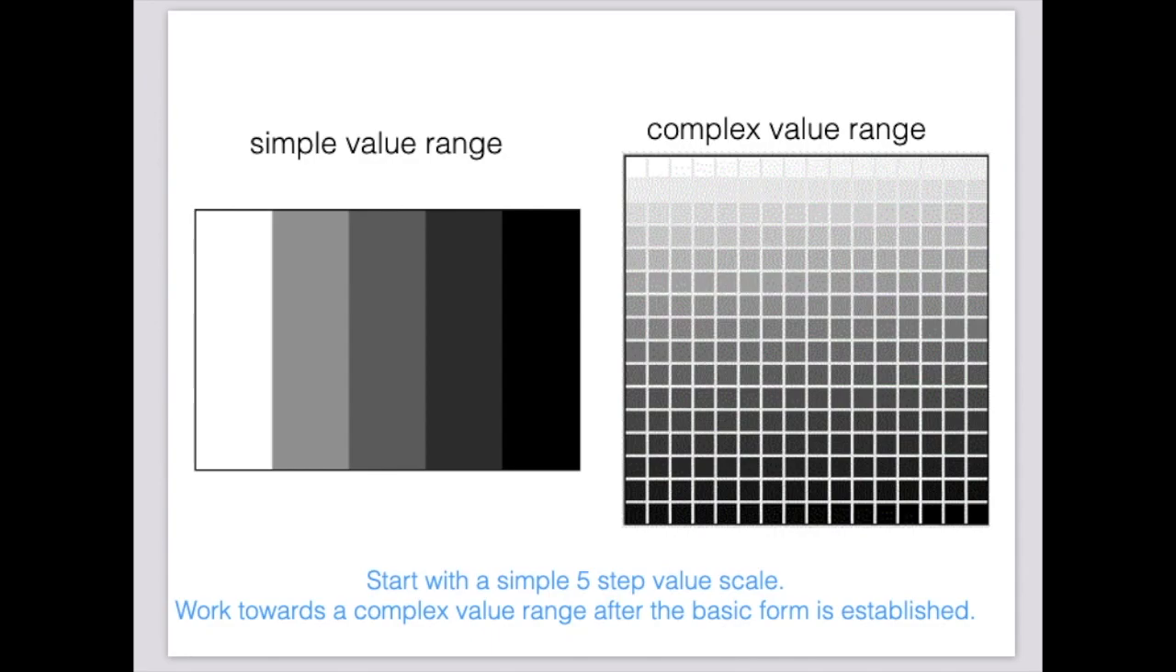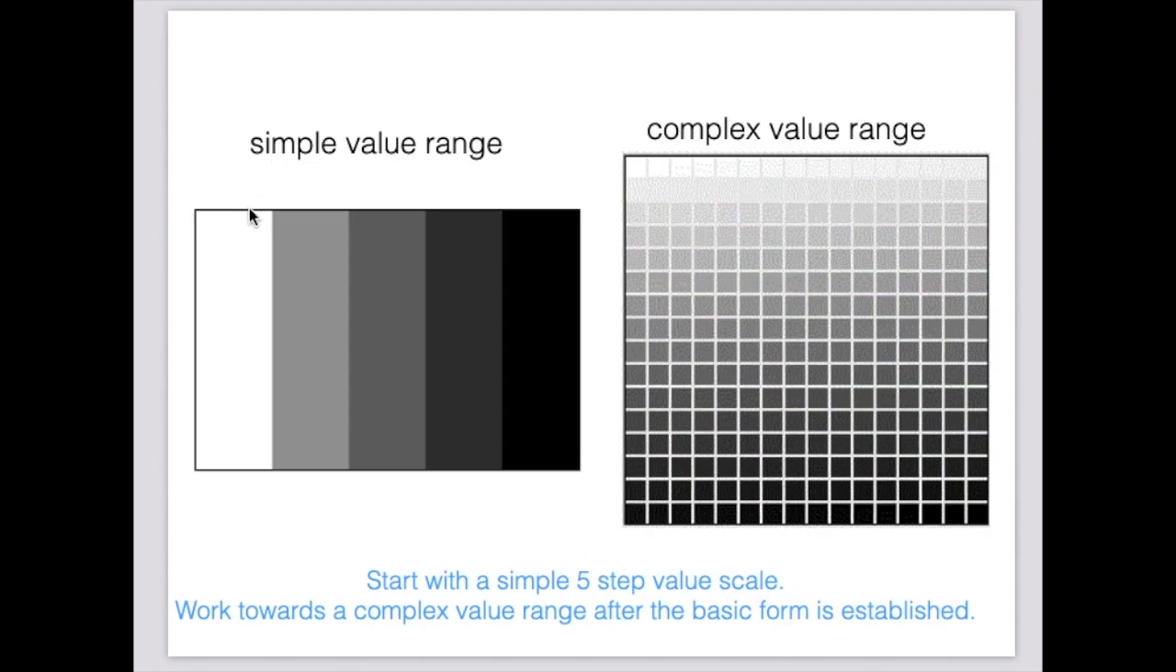Okay, so what I like to do when working with value is start with a simple value range. When you're rendering realistic form, you will end up with a complex value range through various blending and adding details with many tones of gray. But to start off any drawing, you can start with a simple value range. A 5-step value scale is handy. The white can be the white of your paper. If you're working on a toned paper, you can add white in with chalk or with a white pencil.